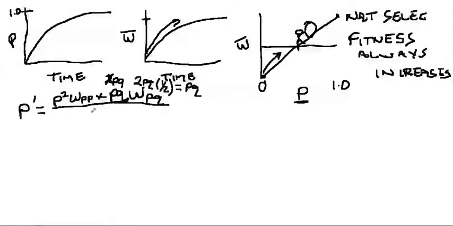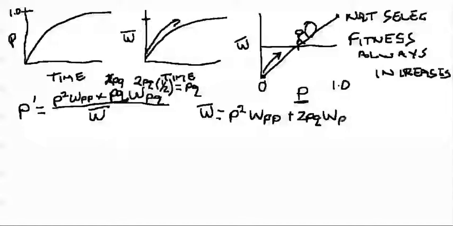Hopefully. Now what's going to happen here is that we have to scale this relative to what our average fitness is. We can calculate what the average fitness is as the frequency of the A1 homozygotes times their fitness, plus the heterozygotes multiplied by their fitness, plus the A2 homozygotes multiplied by their fitness.